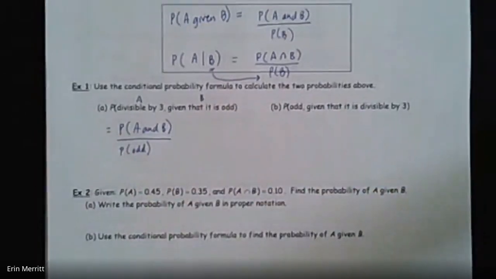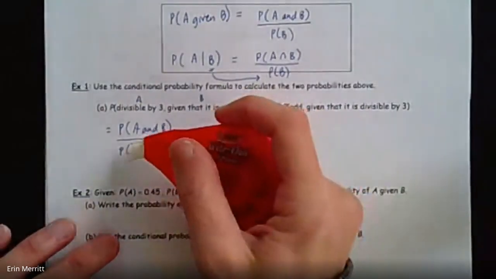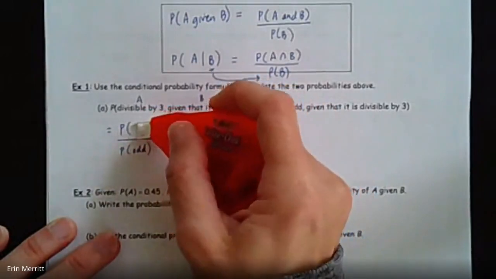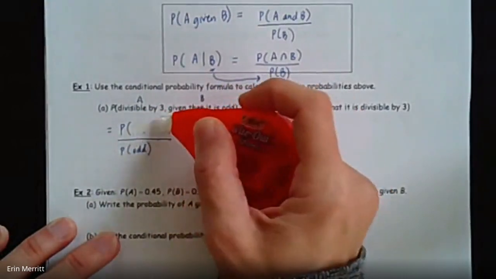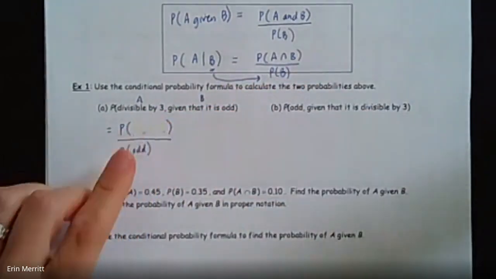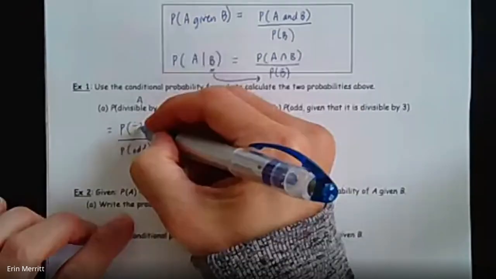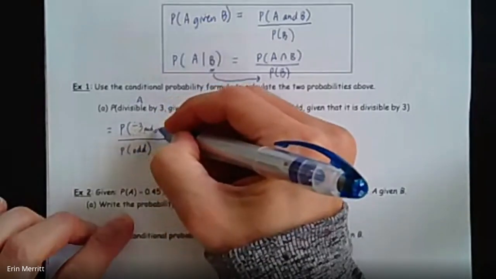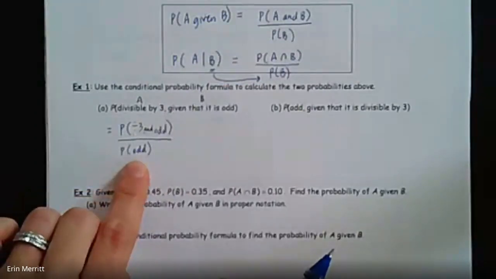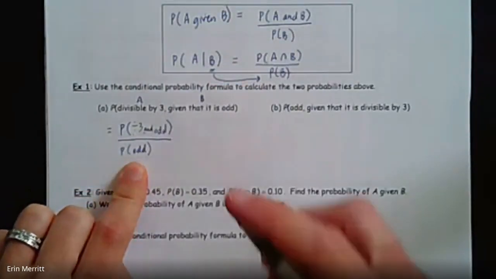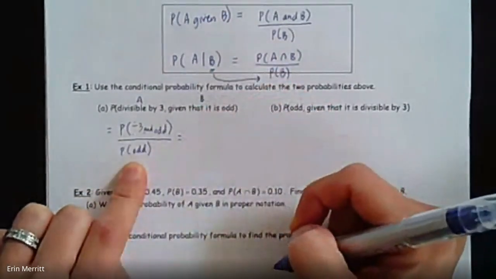Oops, I just realized I wrote that two different ways. Let's make this a little bit easier. Let's go. Let me readjust up here. So I'm going to say the probability that it's divisible by 3 and odd, divided by the probability of the B part, that it's odd. Okay, there we go. Maybe that makes more sense.